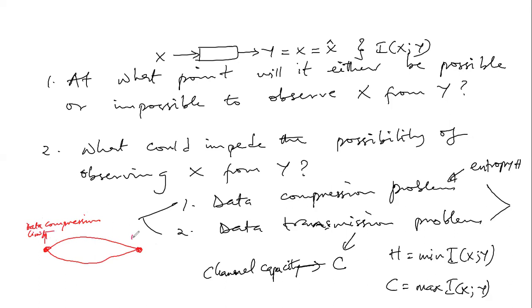And at this point, we try to deal with data transmission limit. And here, we already said this is the entropy. And here we said this is the channel capacity. And this gives us the minimization of the mutual information, while this gives us the maximization of the mutual information.